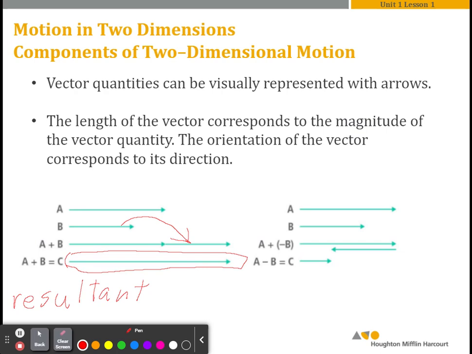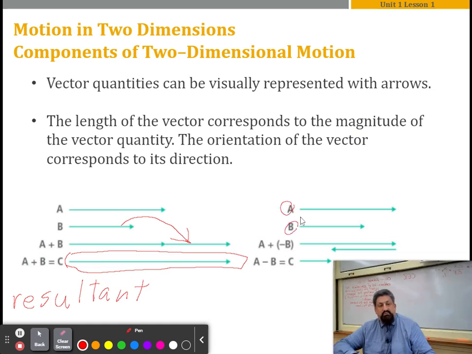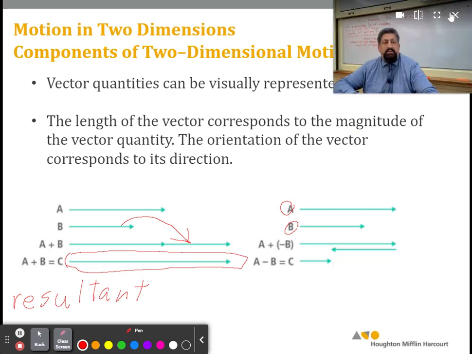Here we have a subtraction problem with vectors. If we want to say vector A minus vector B, then we take vector B and we turn it around. We reverse its direction. Vector B pointing in the opposite direction is vector negative B. Remember, A minus B is the same as saying A plus negative B. So this little vector right here, that's negative B.